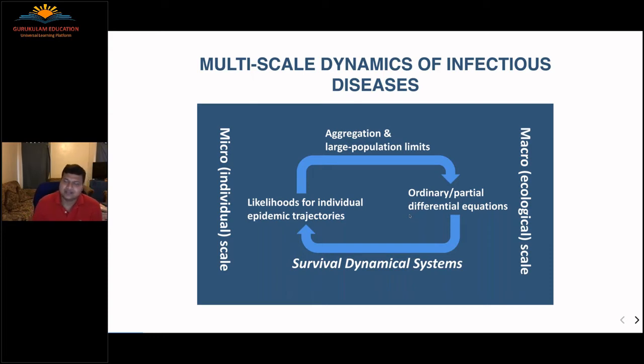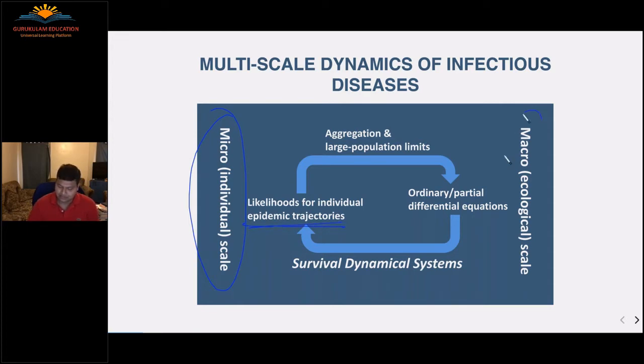So what do we see here? This picture tries to explain the multi-scale nature of infectious diseases. What do I mean by multiple scales? On the left-hand side, you have the micro scale, which is the individual level scale. How do you specify a model at that scale? You write likelihoods for individual epidemic trajectories.